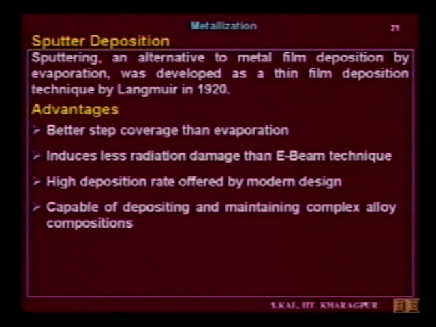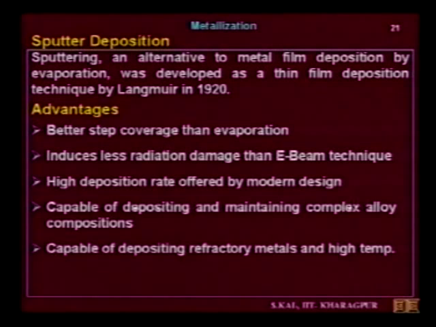Sputtering technique is capable of depositing and maintaining complex alloy compositions, which is difficult in physical vapor deposition technique. It is also capable of depositing refractory metals, high temperature metals whose melting point is very high. By sputtering technique, you can deposit refractory metals. Refractory metals means molybdenum, tungsten, etc. Those materials have very high melting points.